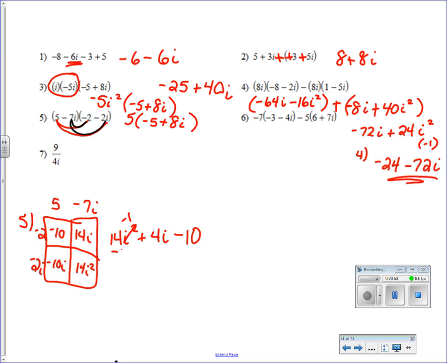Yes, but now he's got like terms with somebody. Right, so we're going to put those together. So negative 14 and negative 10 make negative 24. So my answer becomes negative 24 plus 4i.